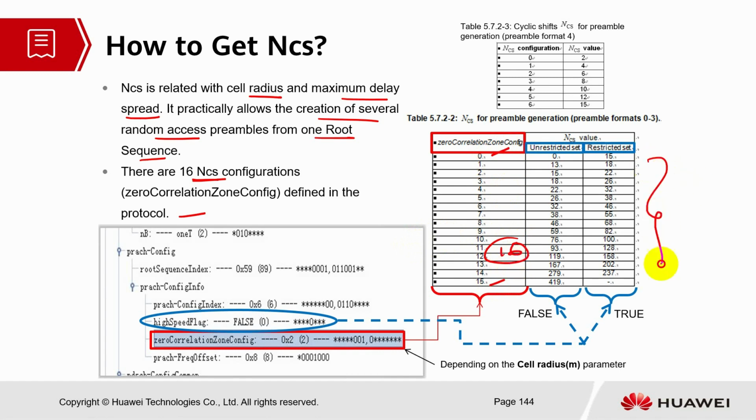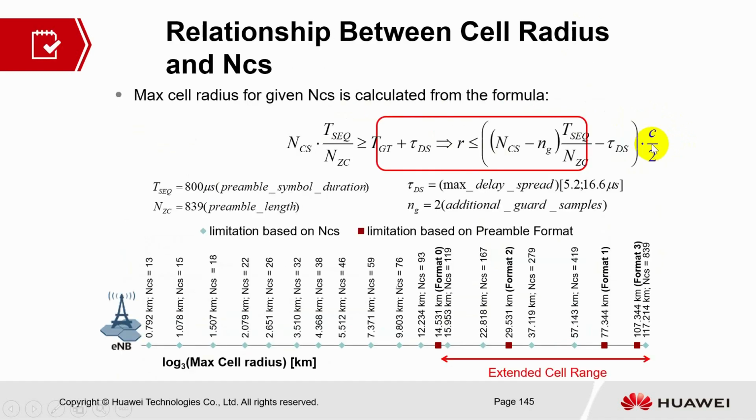They are based on the cell radius, depending on the cell radius parameter. This one is for preamble format 4. This one is for preamble formats 0 to 3, so we are using this mainly. This is the relationship between the cell radius and NCS. The maximum cell radius for a given NCS is calculated based on this formula.